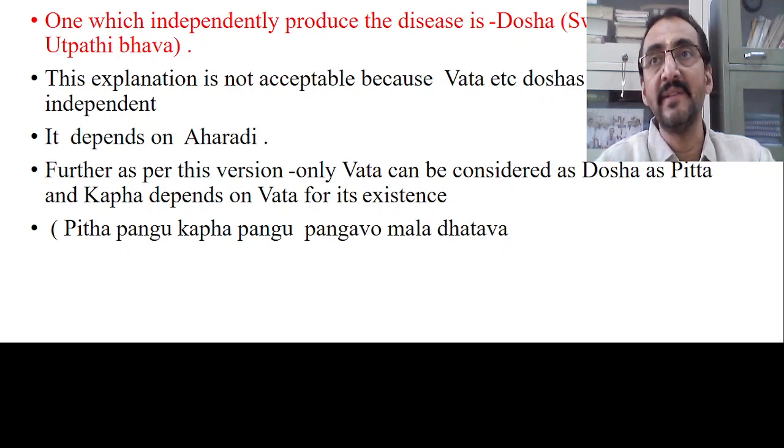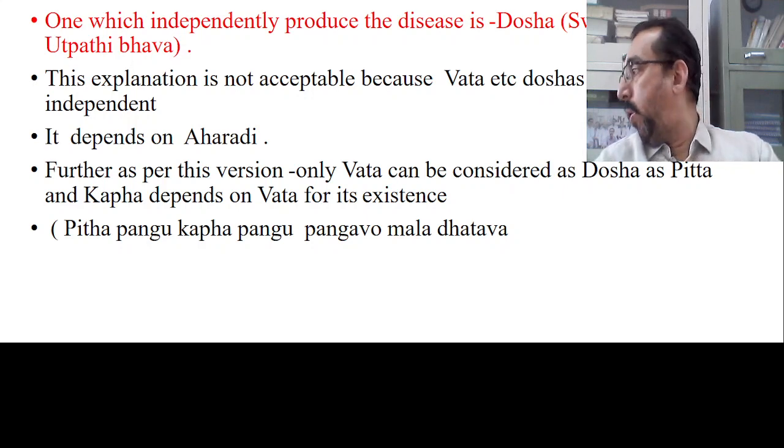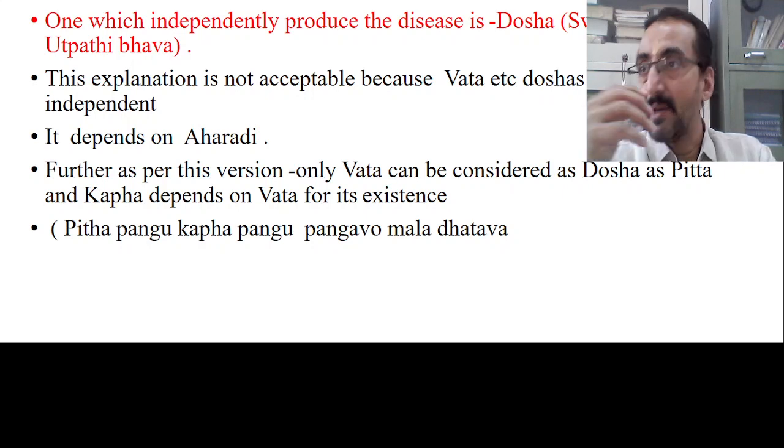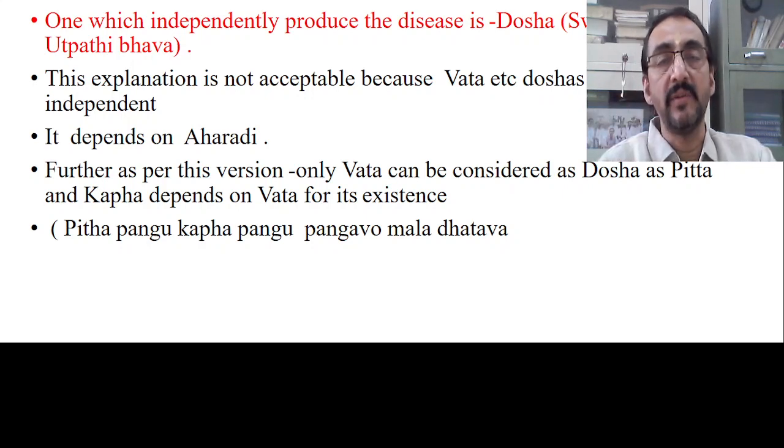So how can we say that these Vatadi doshas are independent? No, they are also dependent on aharas. Depending upon the type of the ahara that you take, different types of doshas are going to be produced in the body. When these aharas are undergoing digestion, we come across three important pakas: Madhura Avasthapaka, Amla Avasthapaka, and Katu Avasthapaka. So this is how the ahara is producing the doshas.